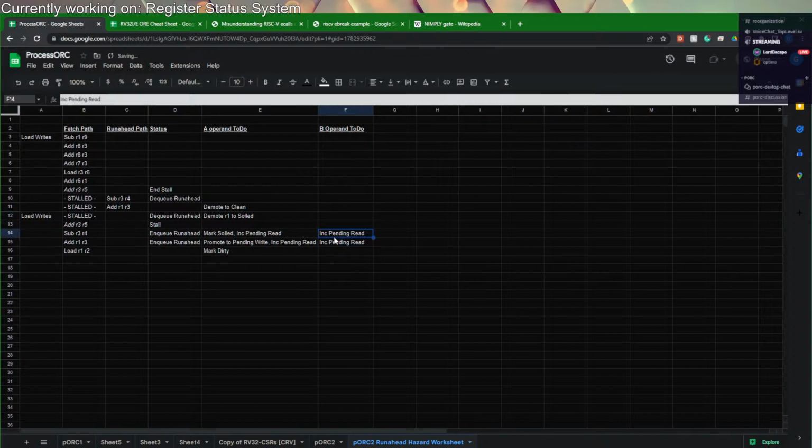Oh yeah, this is not increment that. This decrements pending read. So when this gets up to the front, this will be on the front of the reading queue, and because this is the front, we can ignore any other pending reads. Because this stalled, there's stuff in front of the run ahead queue that can run. It runs first. So now this sub can run immediately after that.